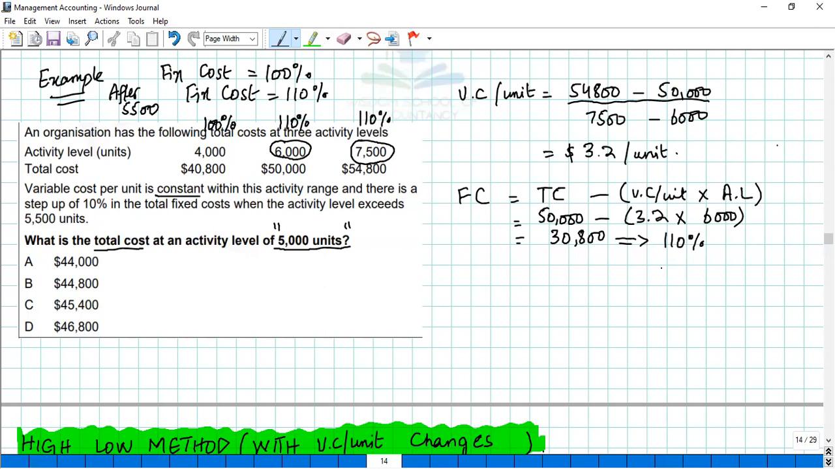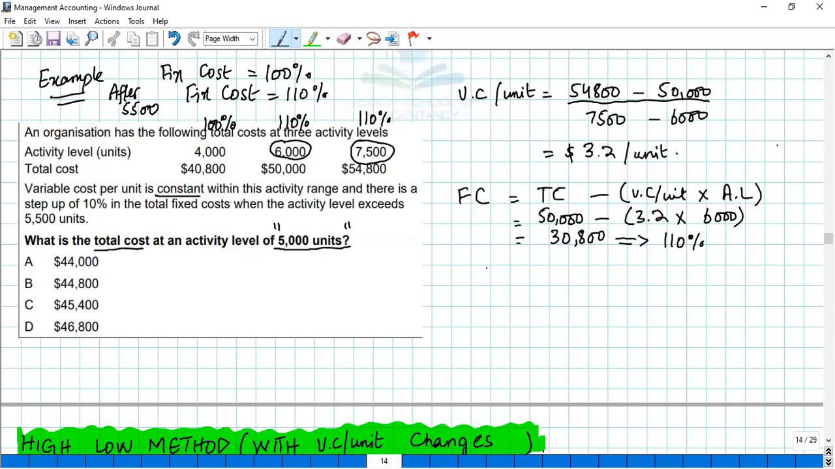Now the last step was to make the adjustments in fixed cost according to the question requirement. What is the requirement of the question? He is asking us to calculate total cost at 5,000 units. Now, you know that the step up element applies only after 5,500 units. So the fixed cost that we take at 5,000 units must not include the step up element, because the step up element is after 5,500 units. So I will calculate the cost without step up.